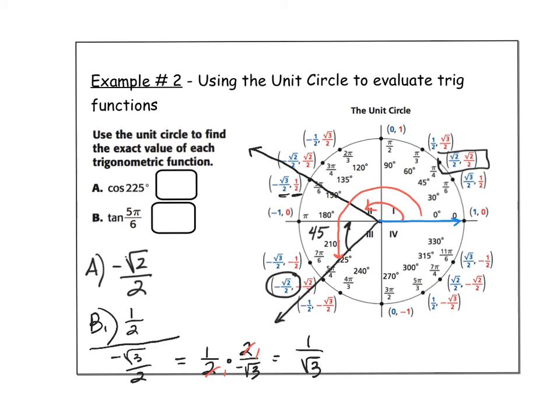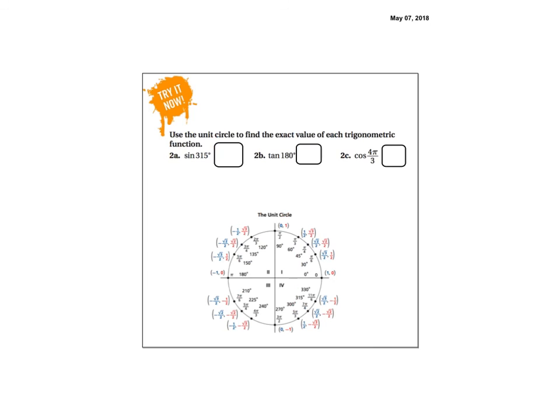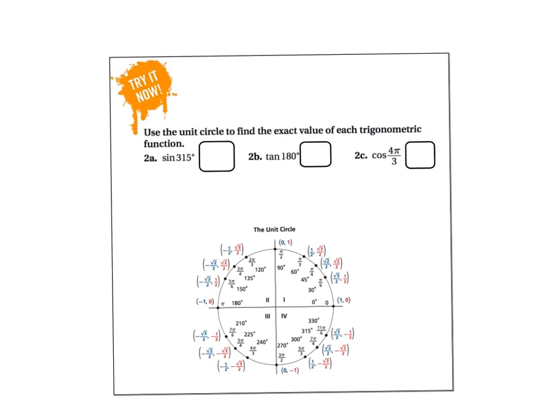And remember, we need to rationalize the denominator, so we're going to multiply top and bottom of the fraction by square root of 3. The denominator becomes 3, and the numerator becomes square root of 3. So this is your answer for the tangent of 5 pi over 6, or 150 degrees. You try these at home, or I'm sorry, in class, and we'll go over the answers.